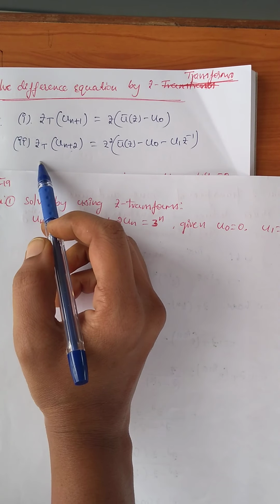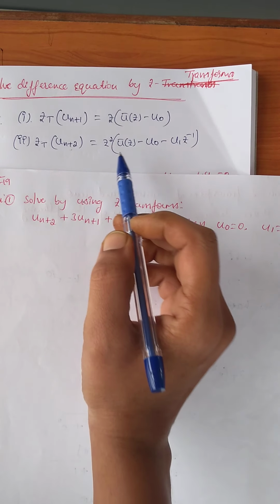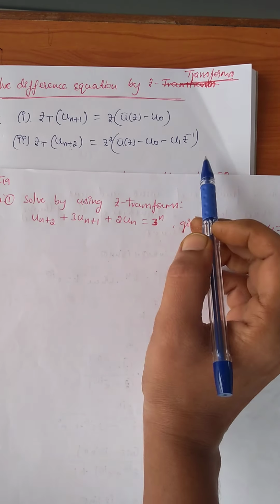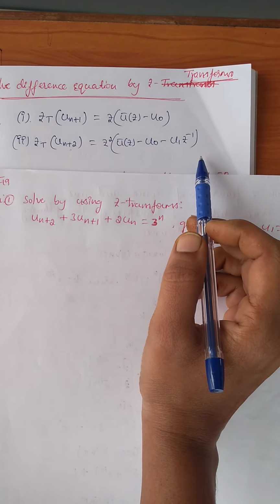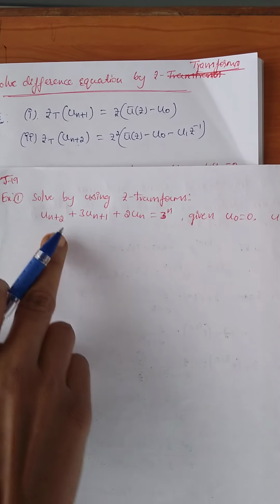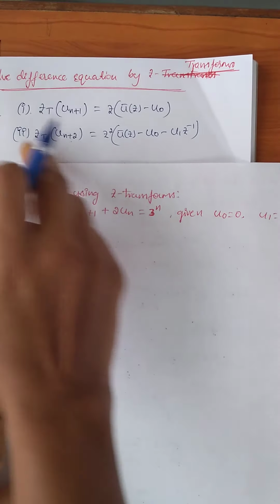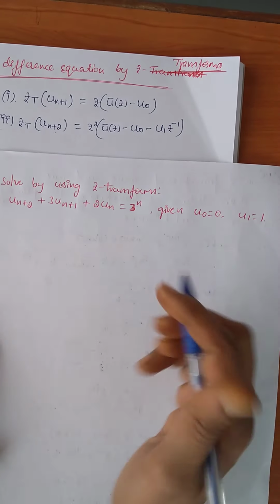Suppose Z transform of u(n+3), we can write the formula z cube u bar of z minus u0 minus u1 z to the power of minus 1 minus u2 z to the power of minus 2. We can write like this, but they are asking only maximum the second difference u(n+2). By using these formulas, we can solve the given difference equation.